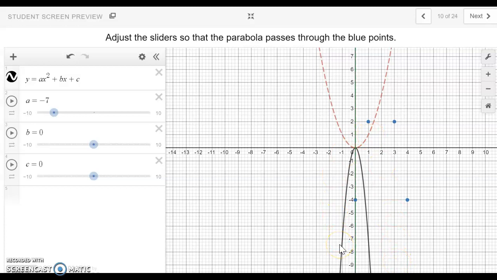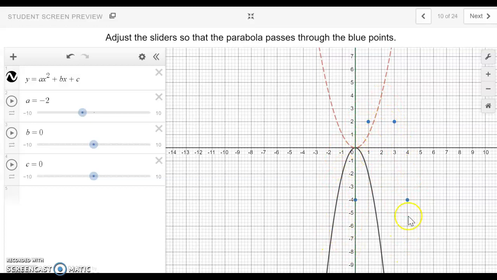And then I'm going to take a look and see. This one looks to be pretty narrow. So I'm going to just kind of make it a little bit wider as an estimate. Maybe right there, maybe at -2. That kind of looks like it might match my parabola.